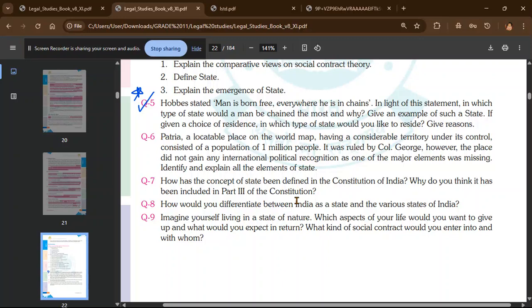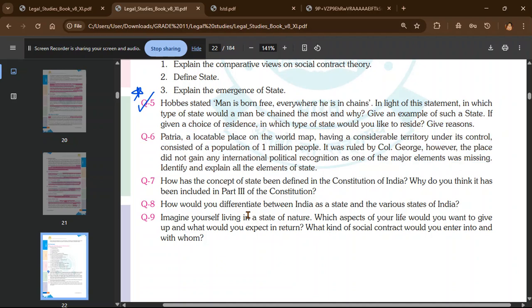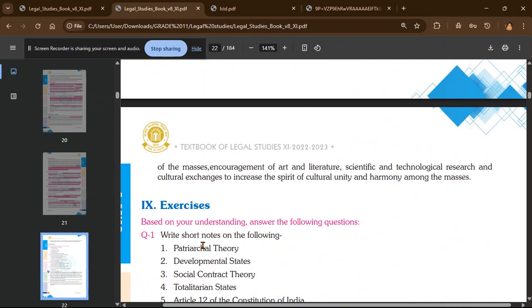So this is mainly something they will not ask you in your exam. I'm pretty sure they will not ask. What is mainly important is this one, and your fifth, sixth, and seventh exercises are important. You have these only.